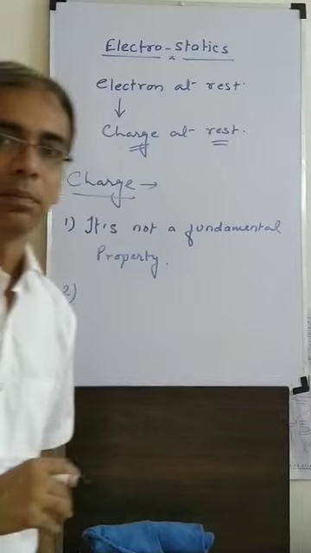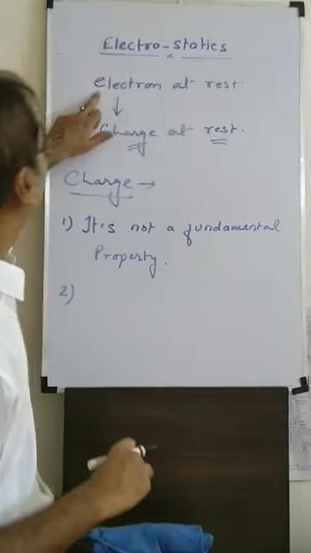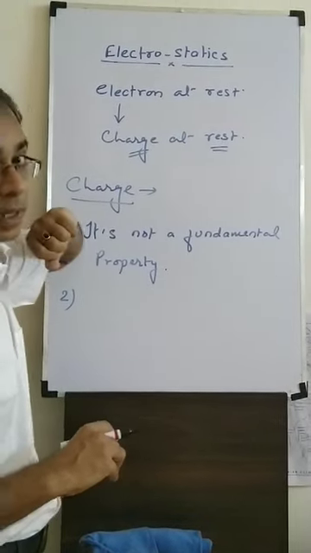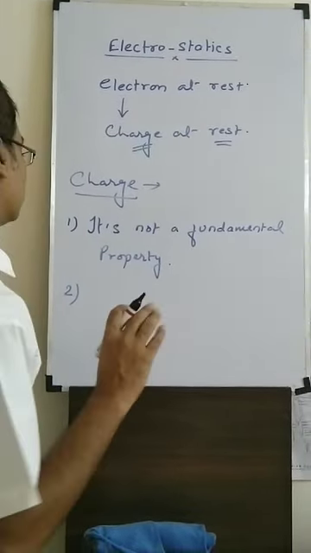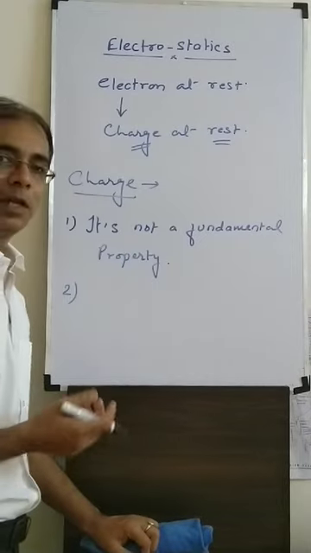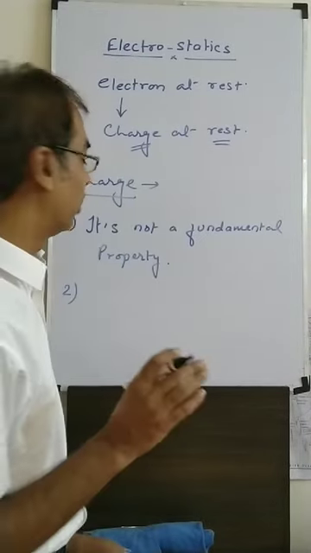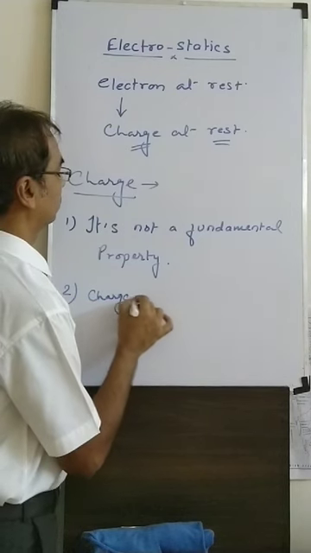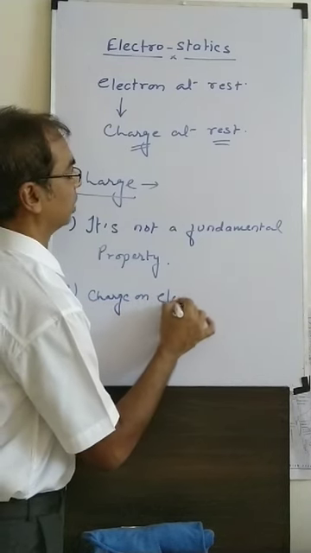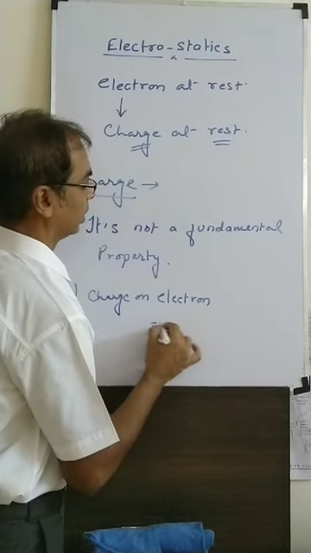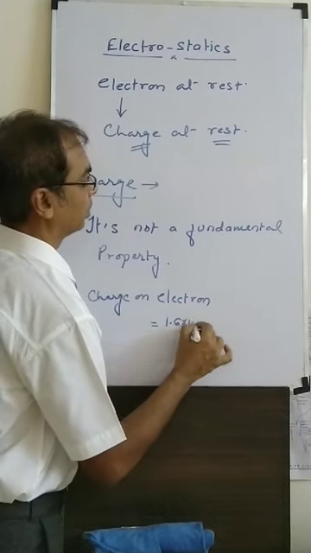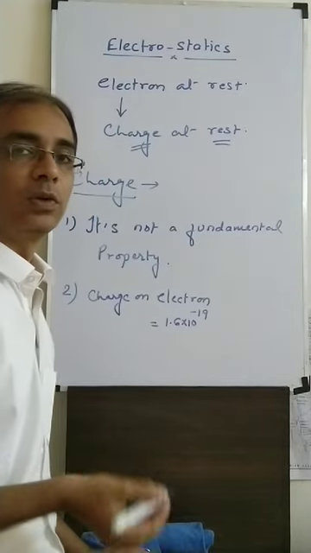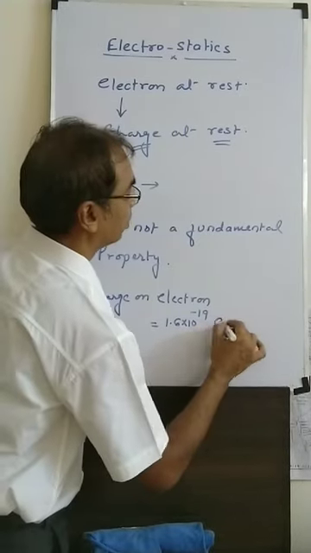Okay. Now, we decided it's not a fundamental property. Then how will the charge come? We have written here electron, and from electron we have said that charge. That means electron definitely must be having a charge. Okay. So through the experiments, we have found out that the charge on electron is found to be 1.6 into 10 to the power minus 19. Okay, what is the unit of the charge? Unit of the charge is coulomb.